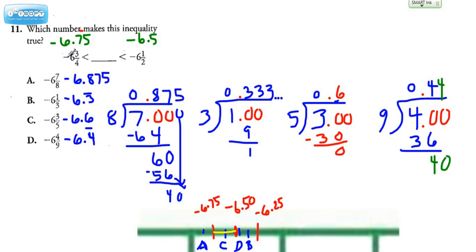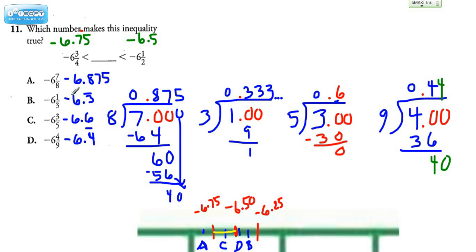If we turn this into a decimal, we would do 3 divided by 4, but by the way, you should have that committed to memory. That would be equal to negative 6 75/100. If we turn this into a decimal, that would be equal to negative 6 5/10. Now let's look at how we might turn all the answer choices into decimals.